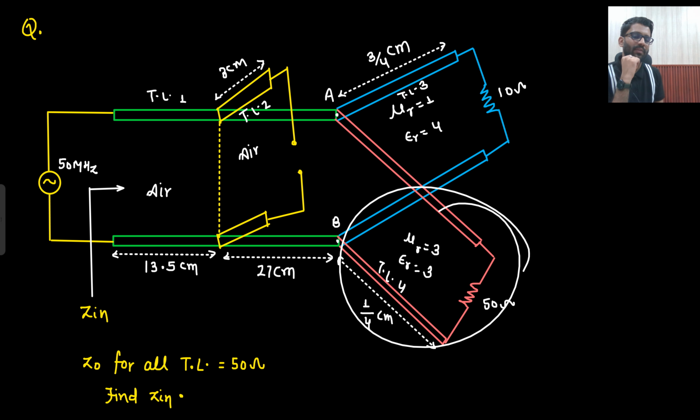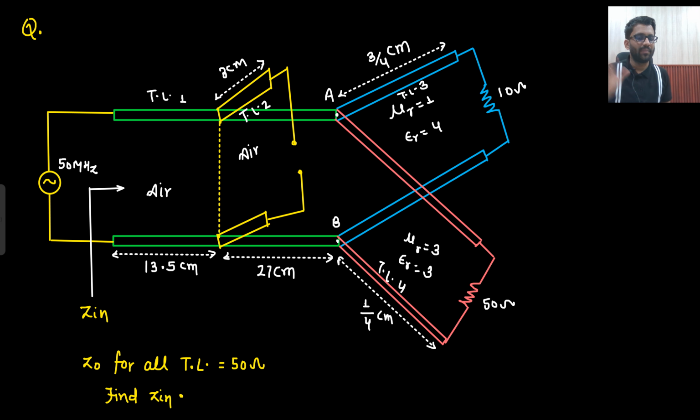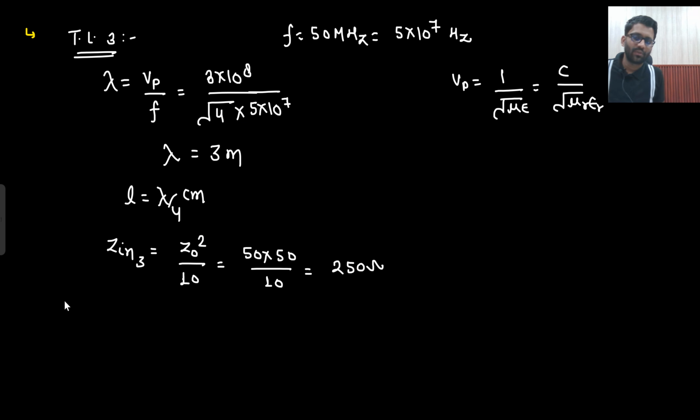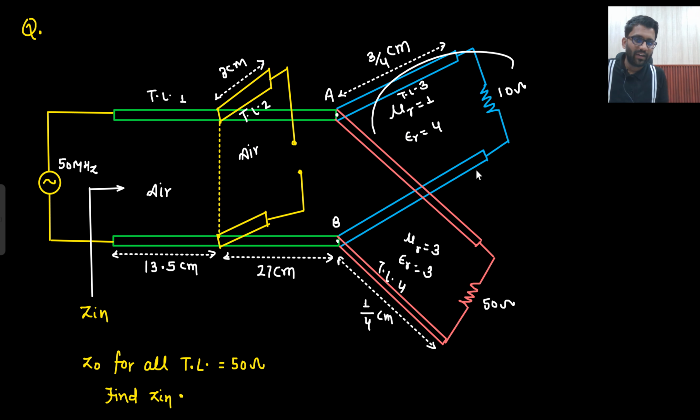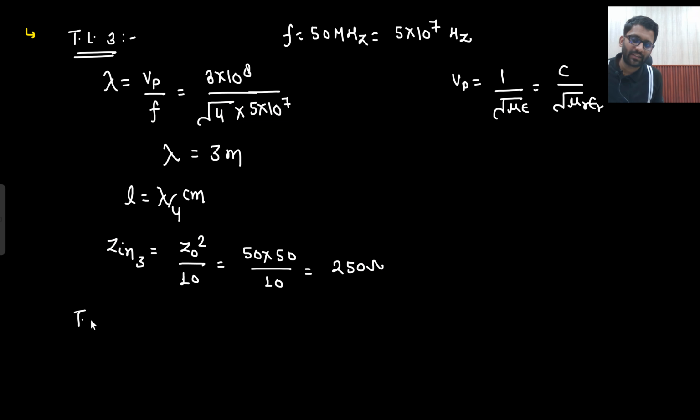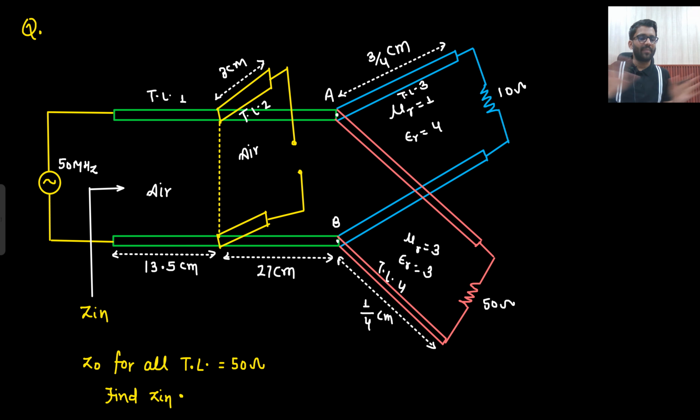What about this guy now? For this one as well, I will do the same thing. I will find the value of lambda. So now from here I will get 250 ohm, that I have calculated. Now the next task is to solve the transmission line 4. Just solve the problem. In that same manner you just proceed. It will be very easy for you. Okay, just solve this one now.